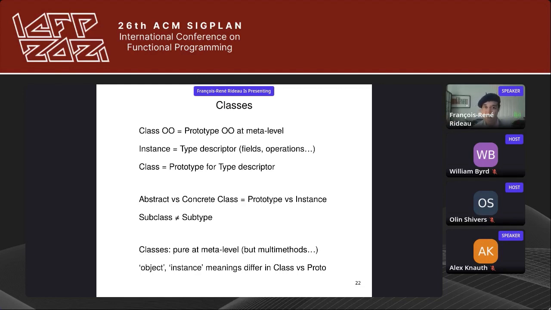And that's what you can do with prototypes. At the meta level, you invent whatever method you want to describe your types, and you define that incrementally with the usual prototype object-oriented methods. And there you have it: a class is a prototype for a type descriptor.